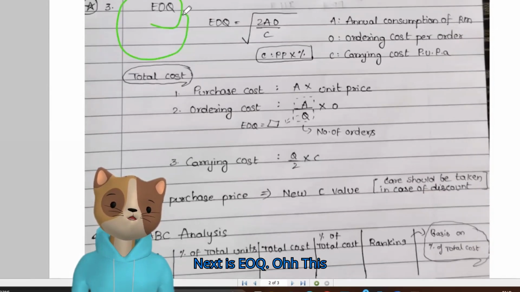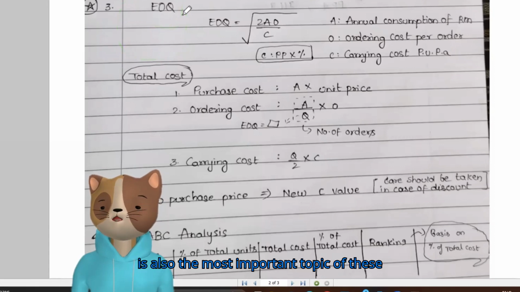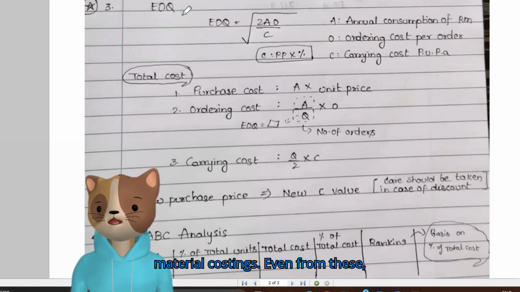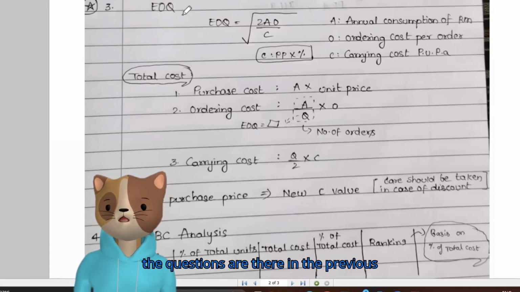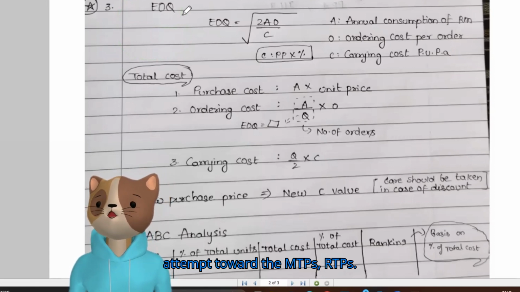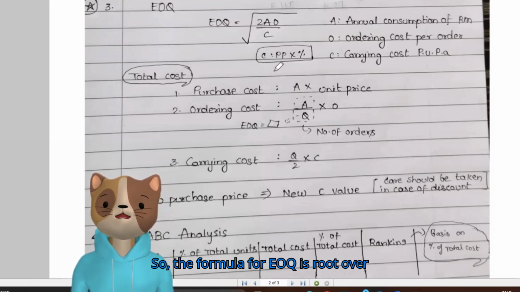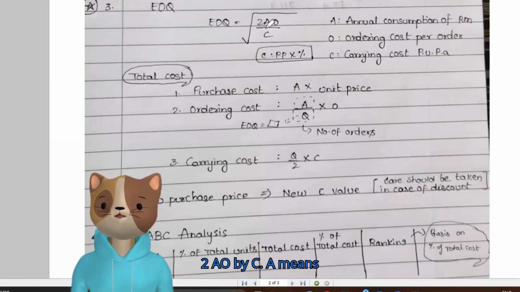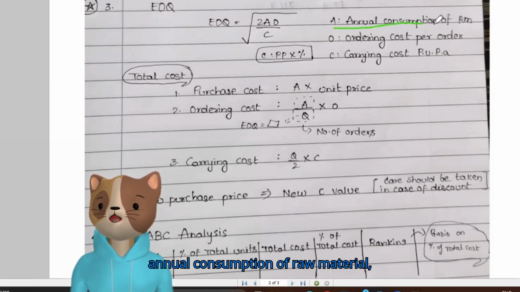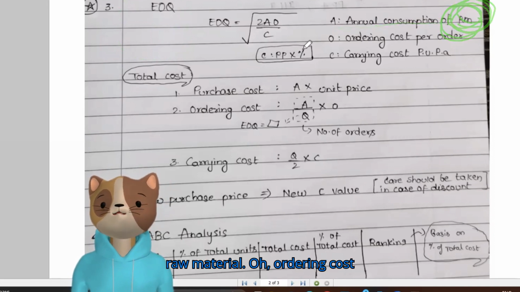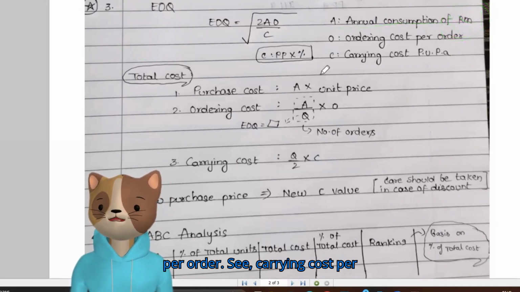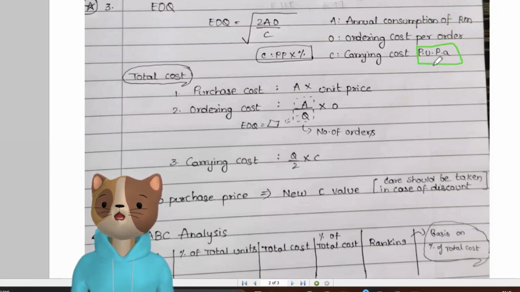Next is EOQ. This is also the most important topic of this material costing. Even from this, questions are there in previous attempts, the NTPs, RTPs. So the formula for EOQ is root over 2AO by C. A means annual consumption of raw material. O, ordering cost per order. C, carrying cost per unit per annum.